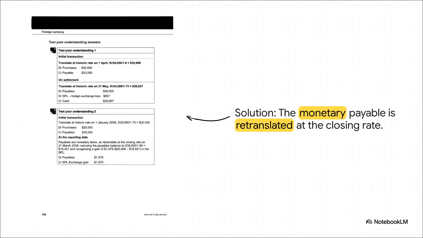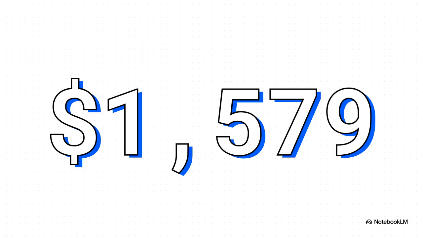But because the payable is a monetary item, IAS 21 tells us we must retranslate it at the year end using the closing rate. At that new rate, the payable is now only worth $18,421. The result? A gain of $1,579. And this is the part that blows people's minds. No cash has changed hands yet. This is a paper gain. But according to IAS 21, it is very, very real.